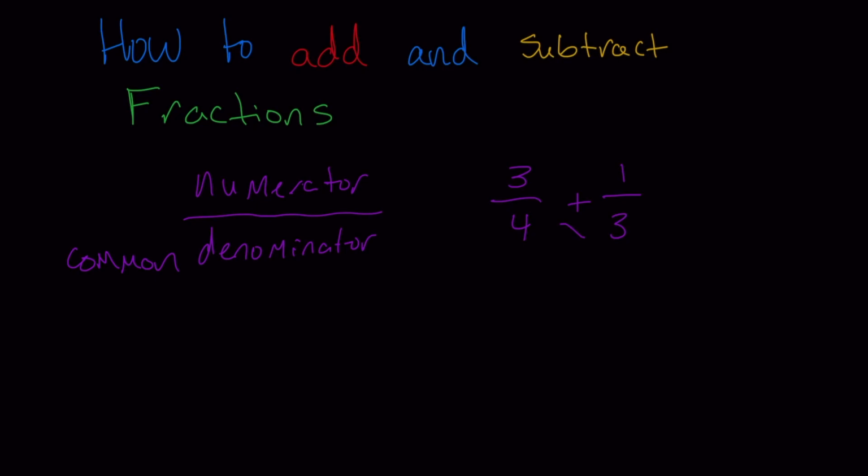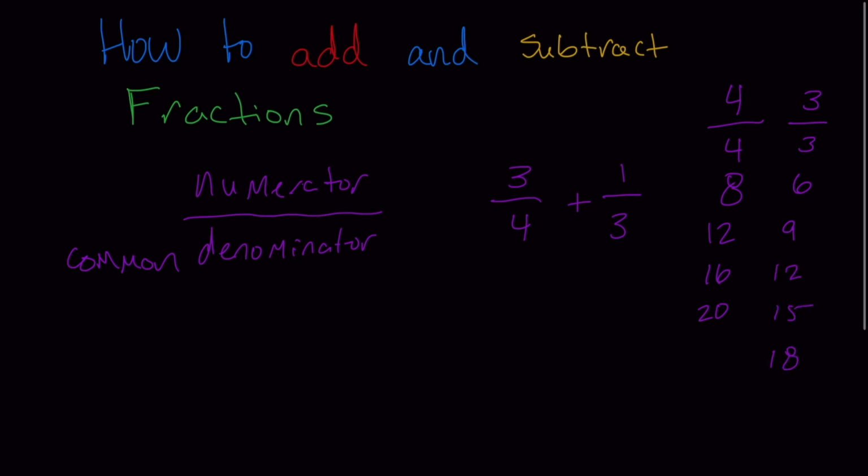So what we typically want to say is, what is the lowest possible term that both 4 and 3 go into? For example, what are the multiples of 4? Well, there's 4, 8, 12, 16, 20, and so on. What are the multiples of 3? 3, 6, 9, 12, 15, 18, and so on. And if we look at these multiples of these terms, they both share one multiple of 12. They both go into 12.